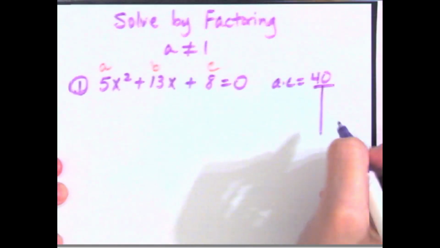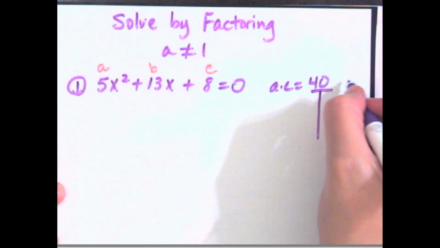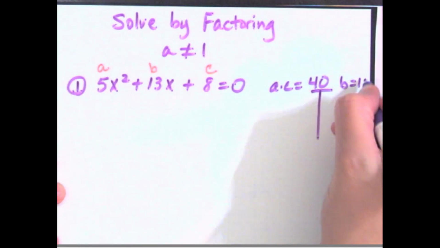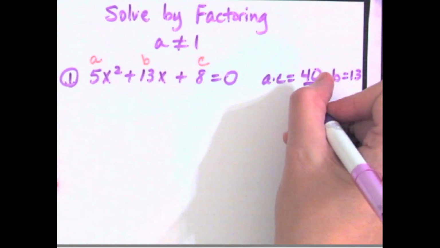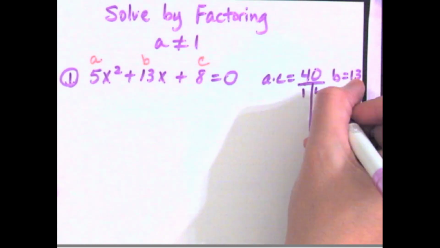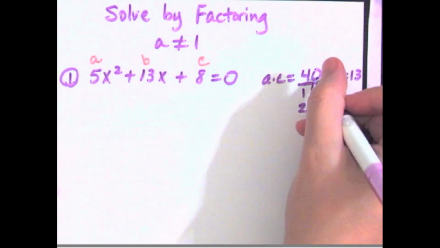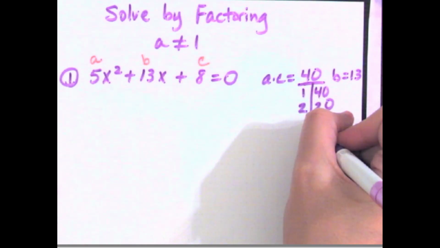So we need factors of 40 that are going to combine to give us our middle term, b. Our b is 13. So we want to keep that in mind as we list our factors. So we'll just start out with this lowest number that goes into 40. 40 divided by 1 is 40. Then 40 divided by 2 is 20. That's not going to give me 13.